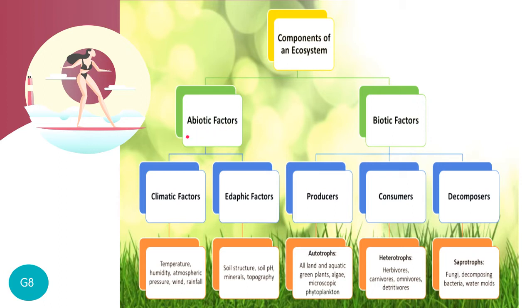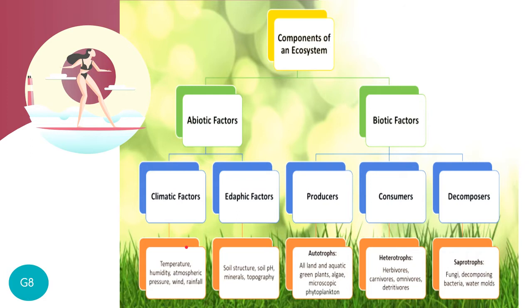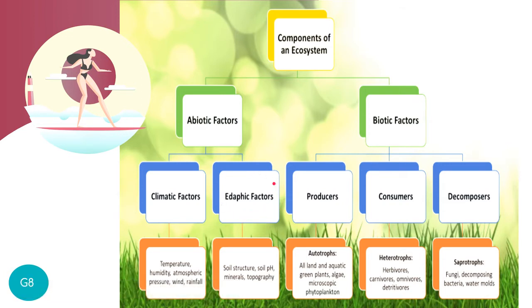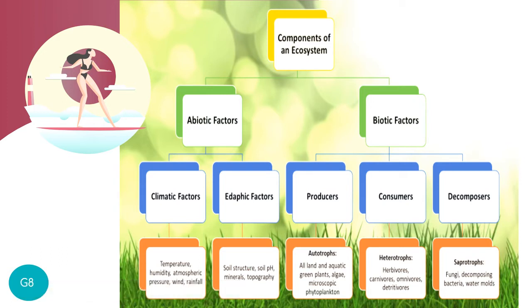So for your abiotic factors, that includes the climatic factors, and those are temperature and anything that's involved with climate. So temperature, humidity, atmospheric pressure, wind, and rainfall. While edaphic factors are the soil or the ground features. So that's soil structure, soil pH, minerals, and even the topography of the ecosystem.